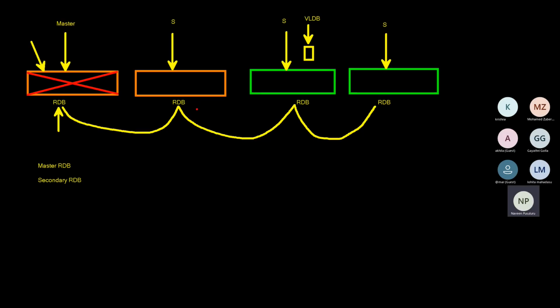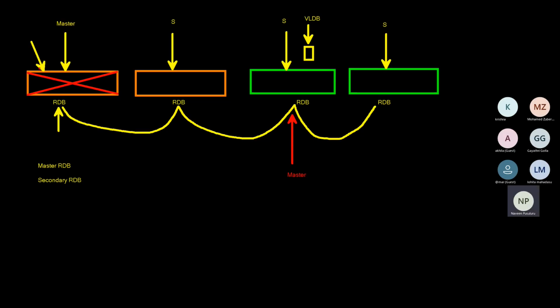It might be any node. There is no fixed way. It will pick a node randomly as the master. So now let's assume that it picked node 3 as the master for the RDB units.